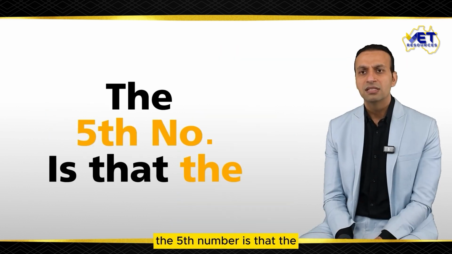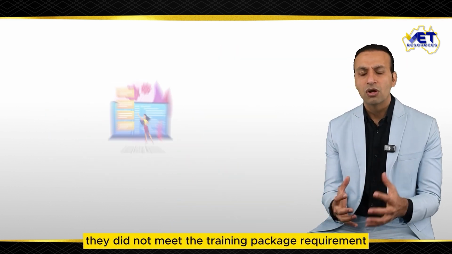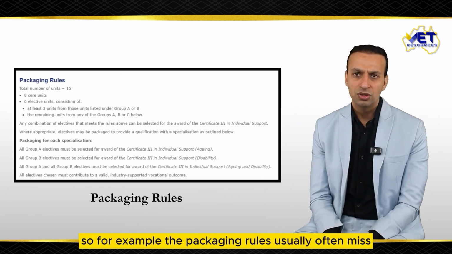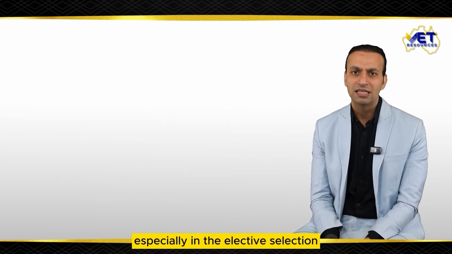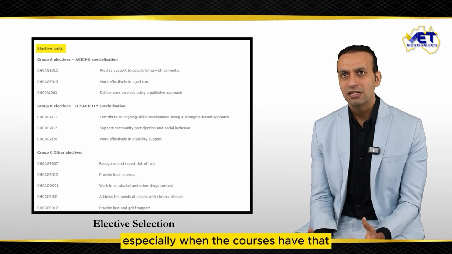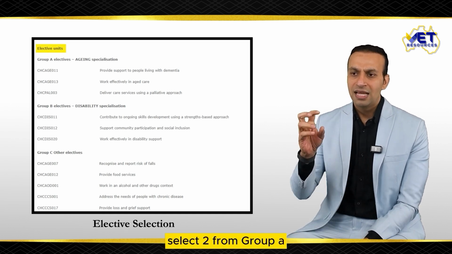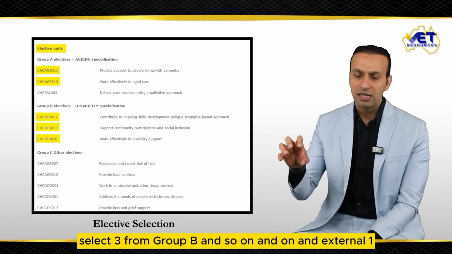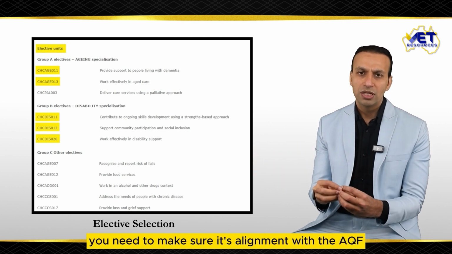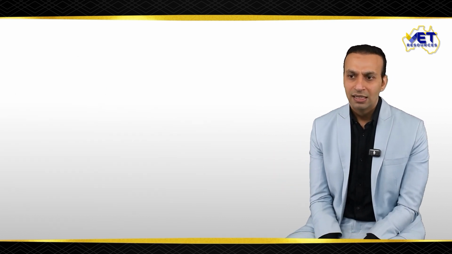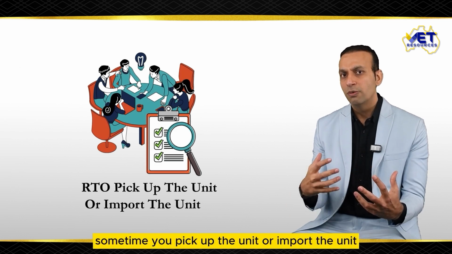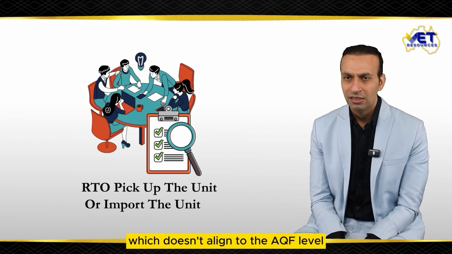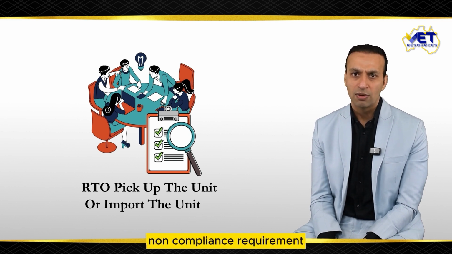The fifth one is that they did not meet the training package requirements. So for example, the packaging rules are often missed, especially in the elective selection, especially when the courses have rules like select 2 from group A, select 3 from group B, and so on, and for external units, you need to make sure they align with the AQF. That's where RTOs sometimes pick up or import a unit which doesn't align to the AQF level, and that leads to non-compliance.